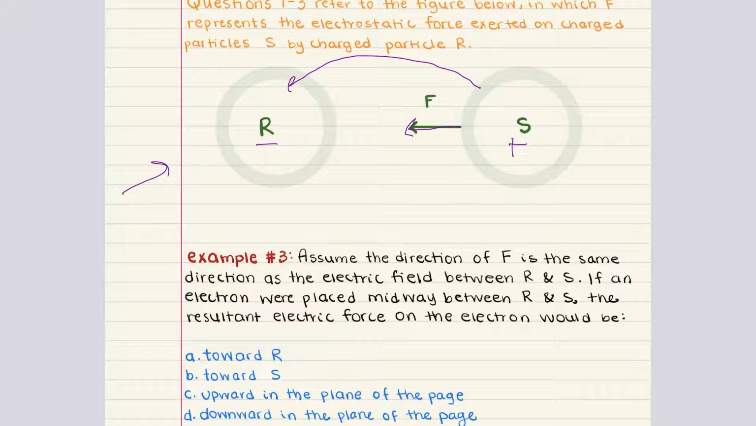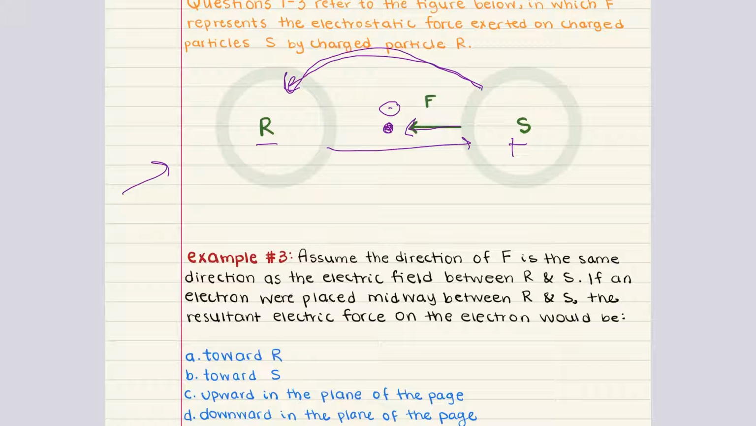Now, an electron that's placed midway between R and S, what's going to happen? The electron has a negative charge, so it's going to feel a force in the opposite direction of the electric field. Since we just said the electric field is pointing from S to R, the force on the electron will point from R to S. That's the field that the electron will feel.